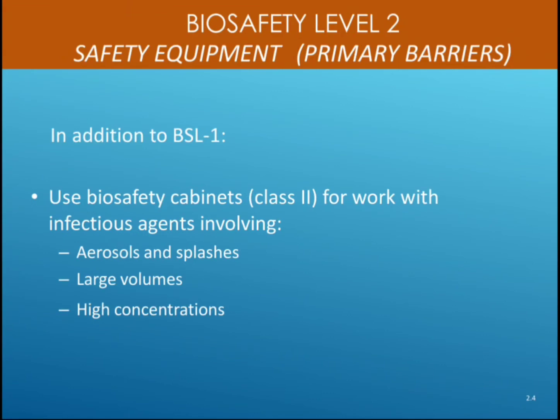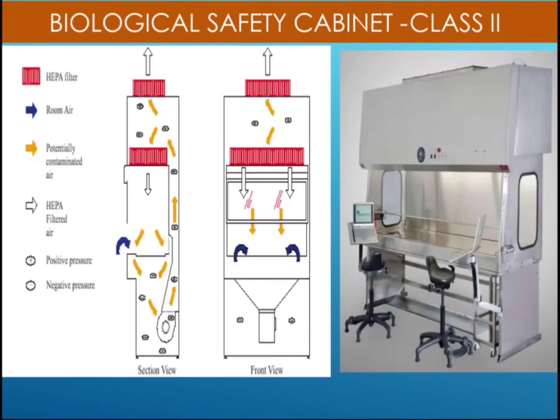Then biosafety level 2, in that, safety equipment, primary barriers. What are the primary barriers? In addition to BSL 1, we should use class 2 biosafety cabinets for work with infectious agents involving aerosols and splashes, then large volumes and high concentrations. Biological safety cabinet class 2 also contains the HEPA filter; the room air, then potentially contaminated air should be avoided. HEPA filtered air should be entered inside. Positive pressure should be maintained and negative pressure should not be maintained in the class 2 laboratories.